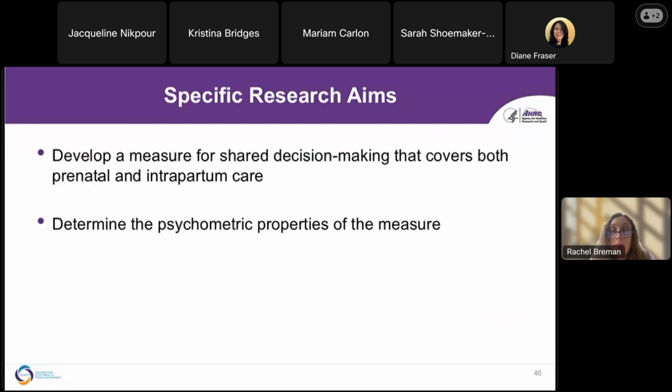So the purpose of this research was to develop a measure for shared decision-making that covered both prenatal and intrapartum care, because previous work in the literature had said we cannot separate the two, because there is so much information that patients theoretically have before they come into the hospital, or at least theoretically that they should have. And we really wanted to determine the psychometric properties of this measure. Next.